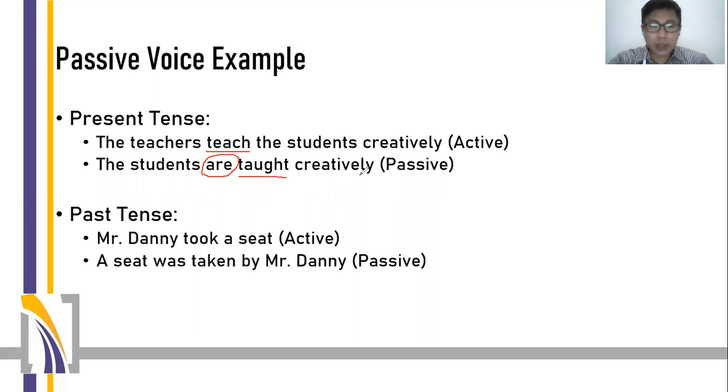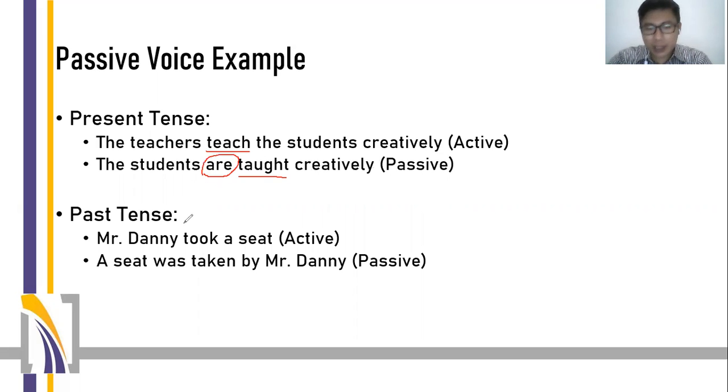You maybe could say, where are the teachers? Where's the subject? Sometimes we don't need that if the context is clear enough. Like this one, the students, well, they were taught by a teacher. So actually, we don't really need the words by whom, but this is fine.